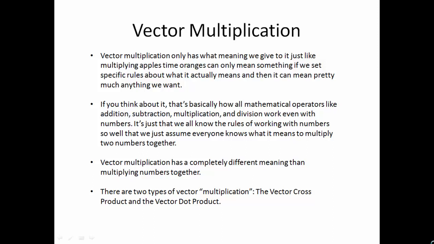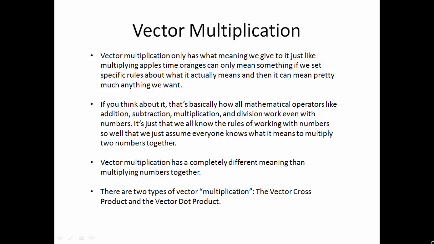Vector multiplication only has what meaning we give it, just like multiplying apples times oranges can only mean something if we set specific rules about what it actually means, and then it can mean pretty much anything we want. If you think about it, that's basically how all mathematical operators like addition, subtraction, multiplication, and division work, even with regular numbers. It's just that we all know the rules of working with numbers so well that we just assume everyone knows what it means to multiply two numbers together.